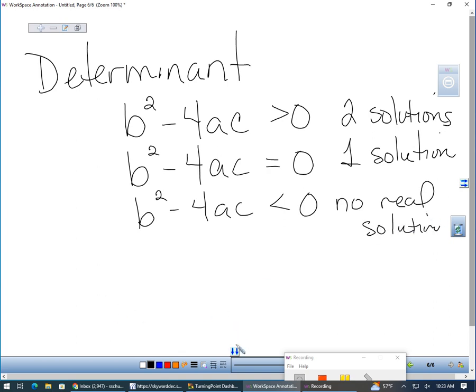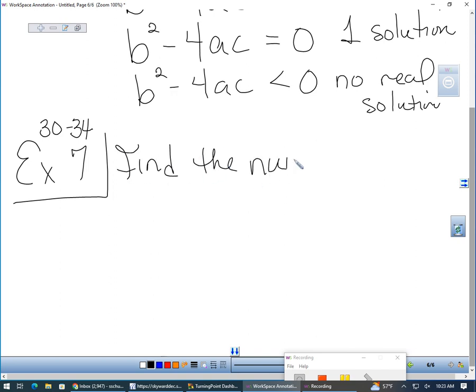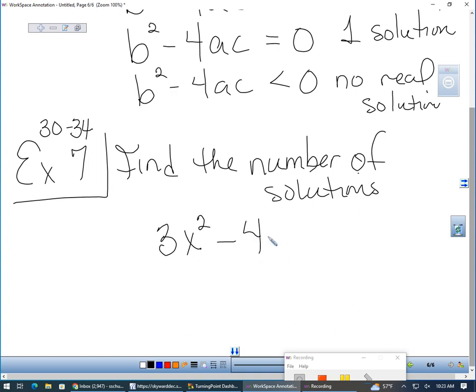All right, so here is example, what am I on? 7, this will be our last one. Example 7. And this covers 30 through 34. Find the number of solutions. And let's say I have 3x squared minus 4x plus 1 equals 0.